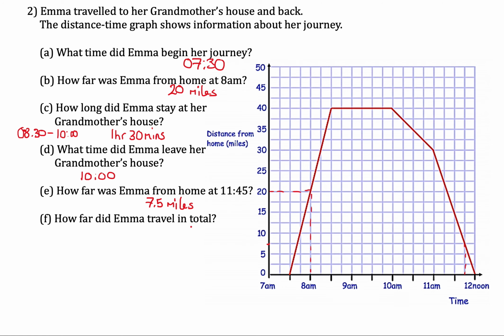And how far did Emma travel in total? On the way there, to get to her grandmother's house, she's travelled 40 miles. She's now 40 miles from home. And on the way back, she must have covered another 40 miles. So altogether, she has covered 80 miles.